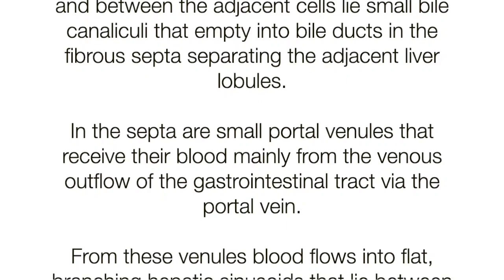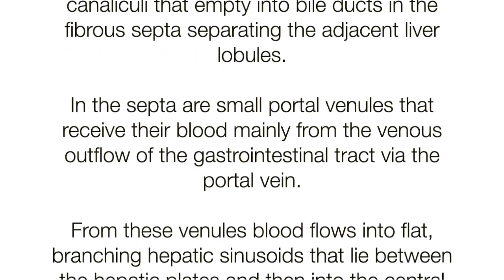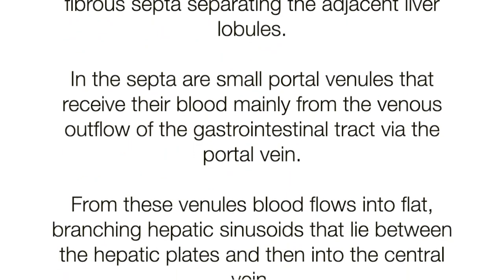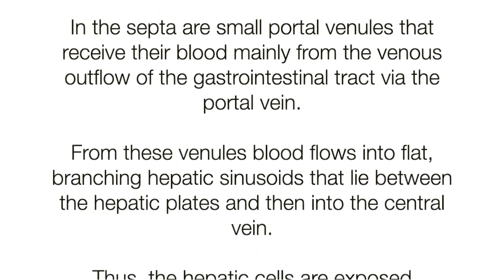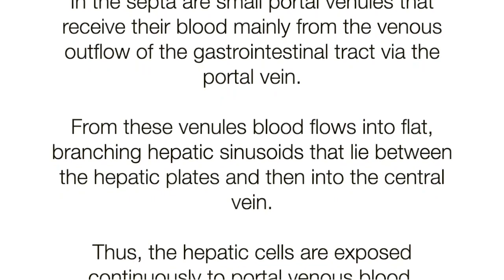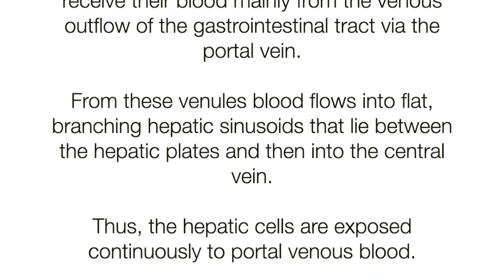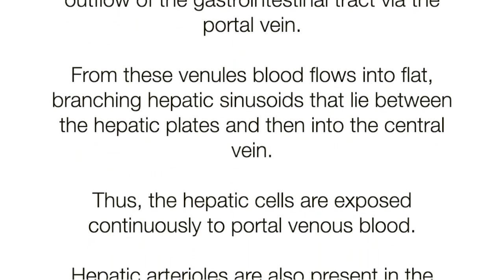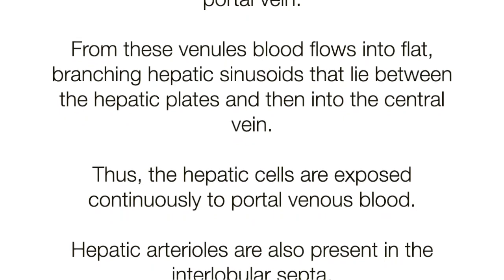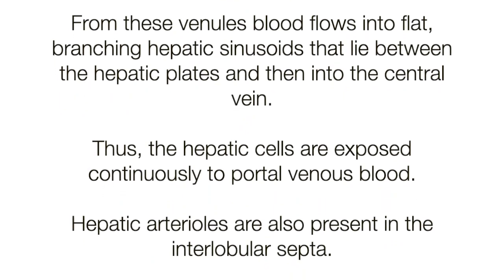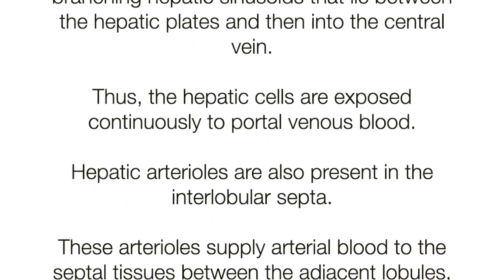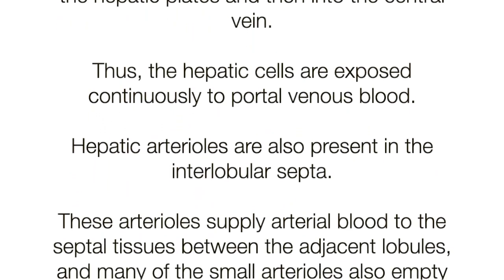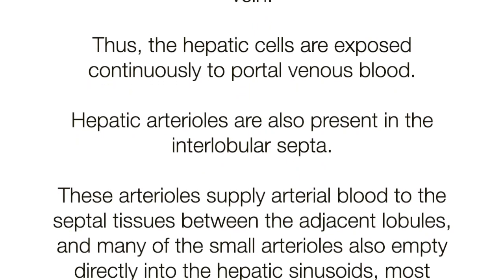In the septa are small portal venules that receive their blood mainly from the venous outflow of the gastrointestinal tract via the portal vein. From these venules, blood flows into flat branching hepatic sinusoids that lie between the hepatic plates and then into the central vein. Thus, the hepatic cells are exposed continuously to portal venous blood.